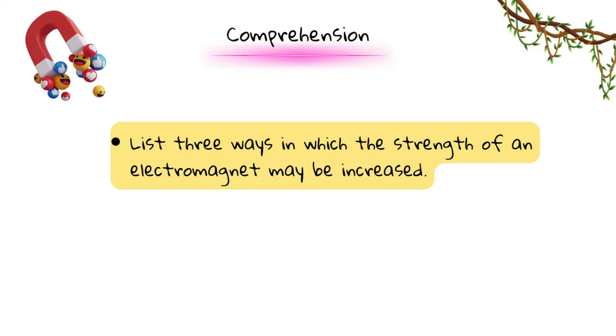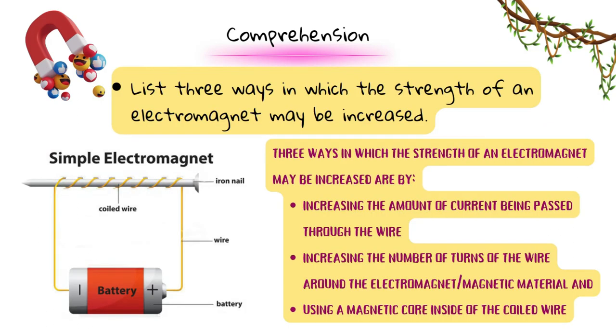Comprehension. List three ways in which the strength of an electromagnet may be increased. You may pause the video to answer this question. Three ways in which the strength of an electromagnet may be increased are by: 1. Increasing the amount of current being passed through the wire. 2. Increasing the amount of times the coil is wrapped around the electromagnet or magnetic material. And 3. By using a magnetic core instead of the coiled wire.